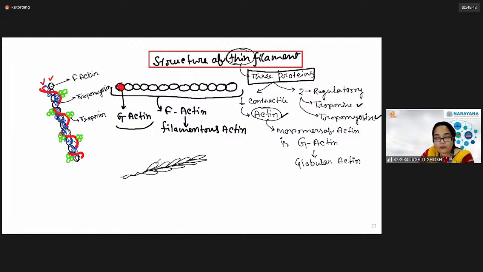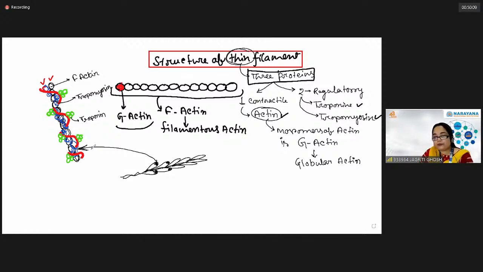The head portions have ATP binding sites. This portion always tries to attach with the actin filament. Whenever they get attached, the muscle contracts.